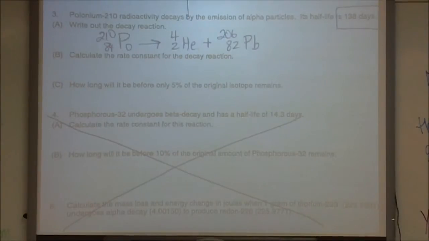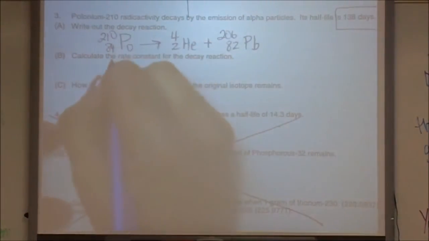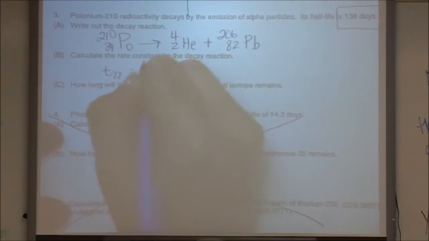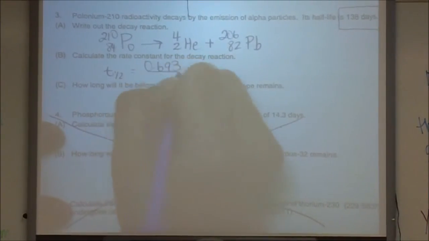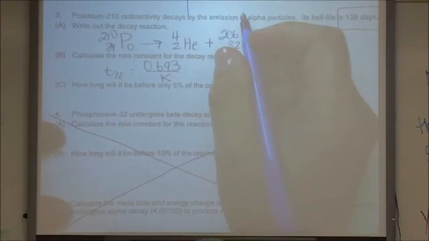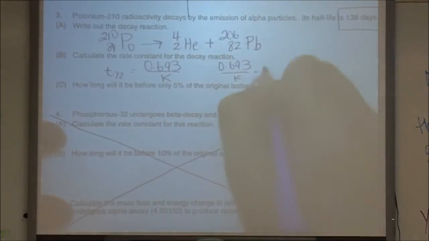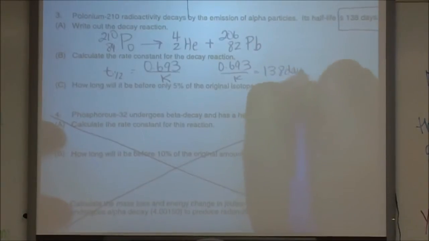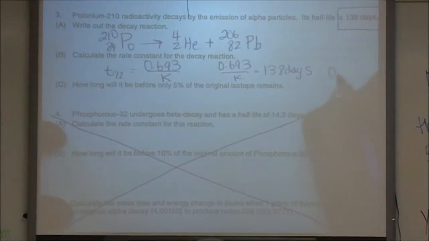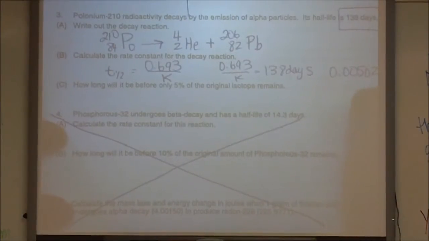Okay, first it says calculate the rate constant. How do I do that? What do I use? T1/2 is 0.693 over K. And so we plug in our half-life of 138 days. And tell me if I'm wrong, I got 0.00502 days to the minus 1.